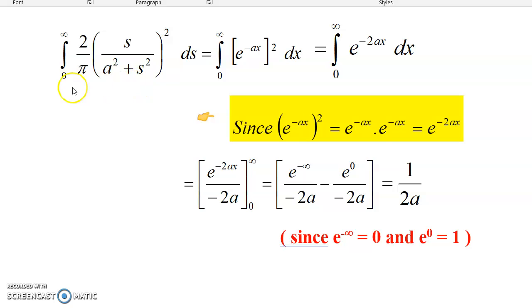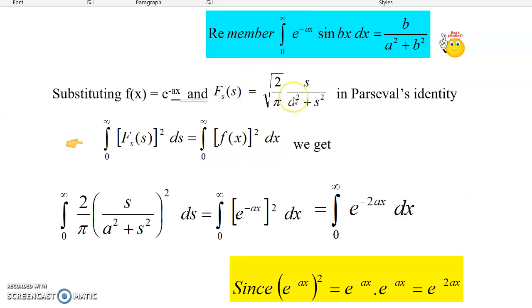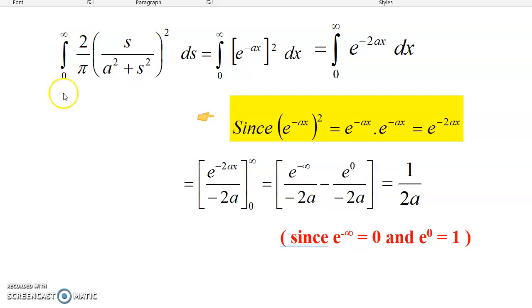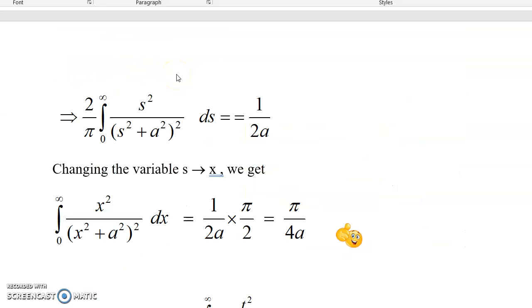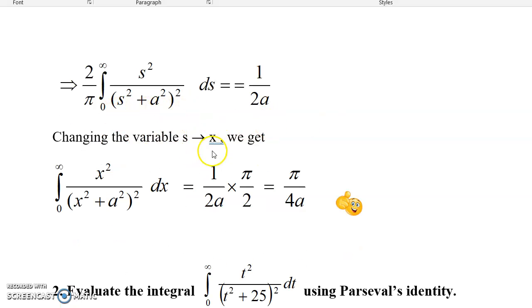Now look at the left side integral. Here you have like this. But when you look at the question, the question is in terms of the variable x. But here we are getting the answer in terms of the variable s. So we have to do a simple thing, that is changing the name of the variable. Here simply we are changing the name of the variable s to x. So all the s terms will become x terms.